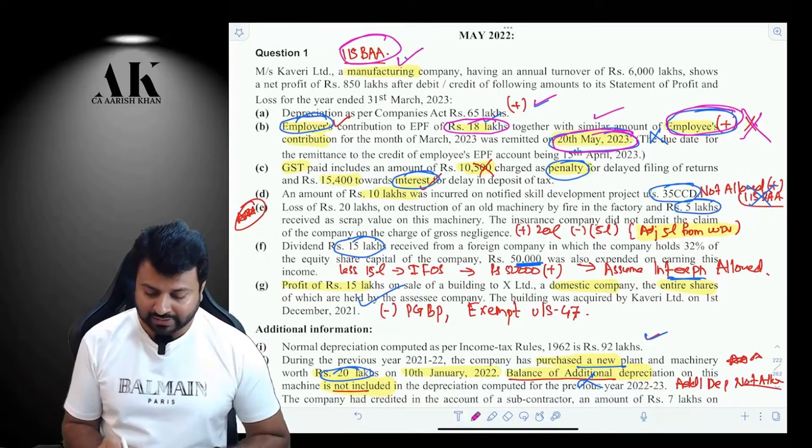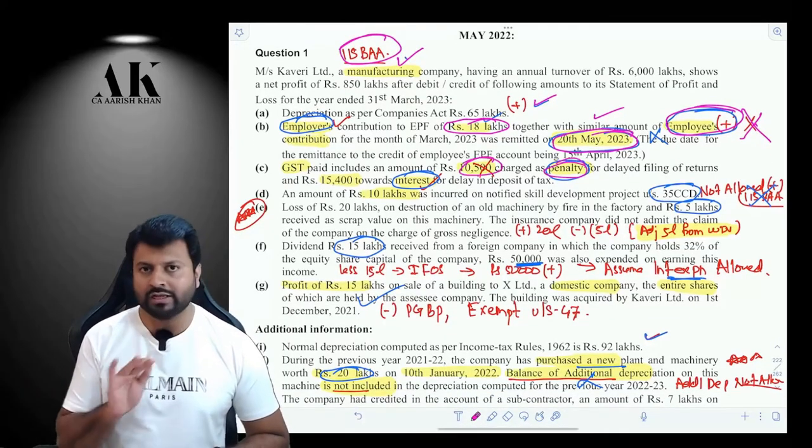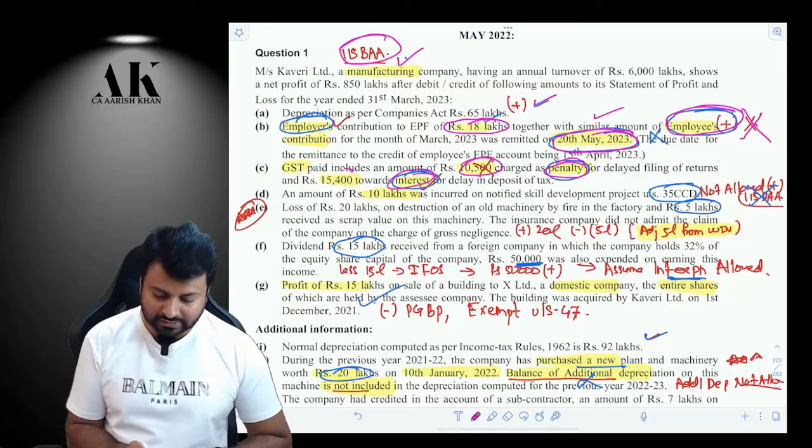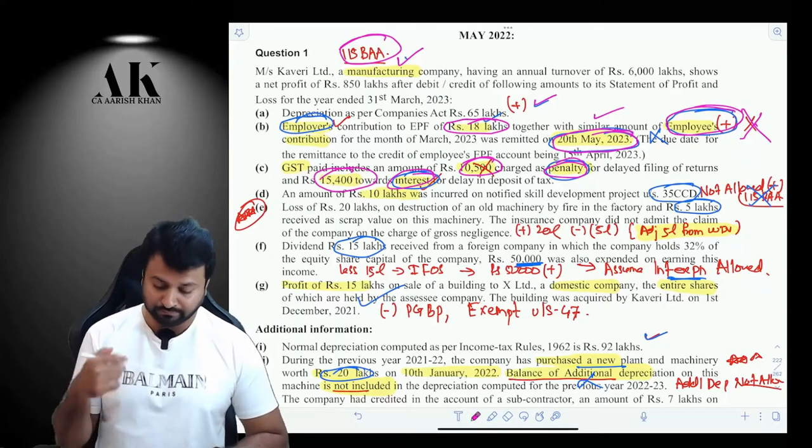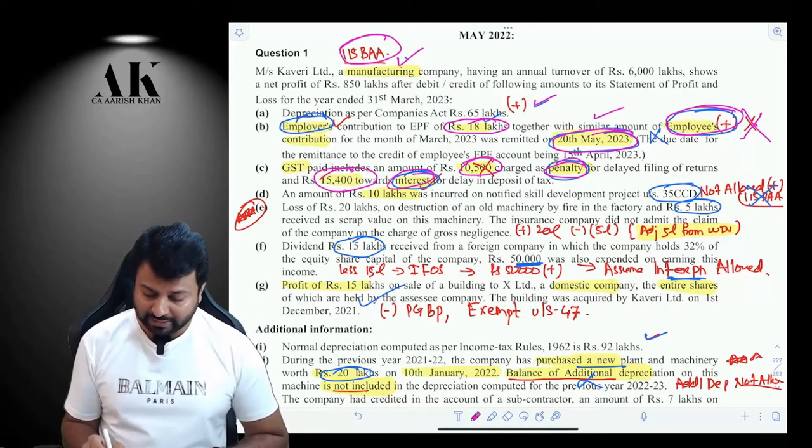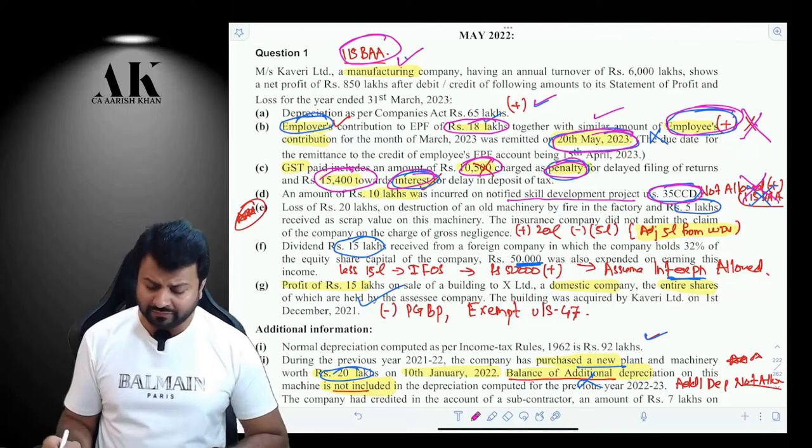Okay. Next one is penalty on GST, which is not allowed because it is penal in nature, but interest on GST is allowed because it is compensatory in nature. Next one, payment for certain notified skill development projects which are covered under ATCCD is not allowed under 115BAA, not allowed.